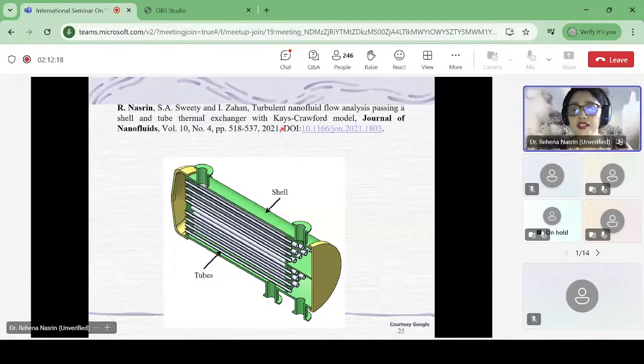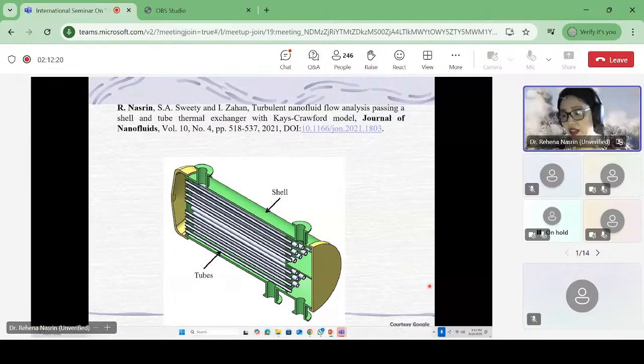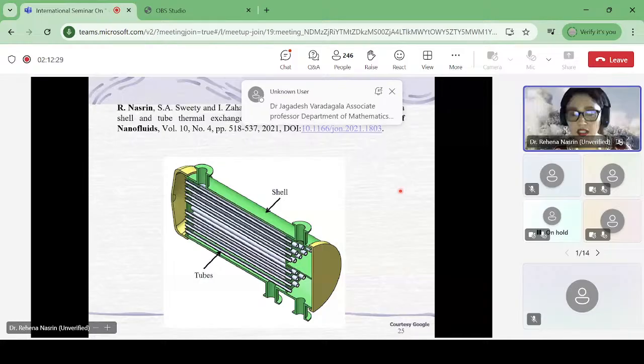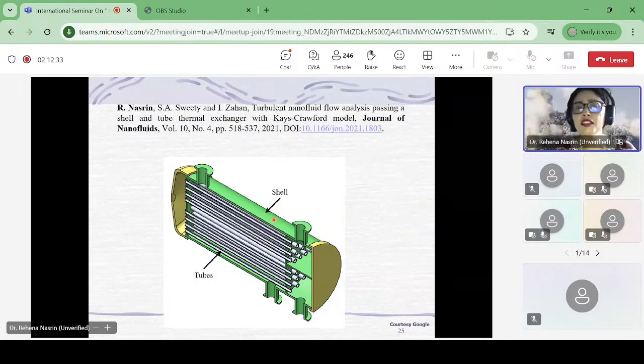A shell and tube heat exchanger with the Casson-Crawford model. It was published in 2021 in a nanofluid journal. Here you can see the outer surface is the shell. It is known as a shell and tube heat exchanger, or thermal exchanger. This type of geometry is commonly used in the chemical industry by chemical engineers. They use this type of apparatus.